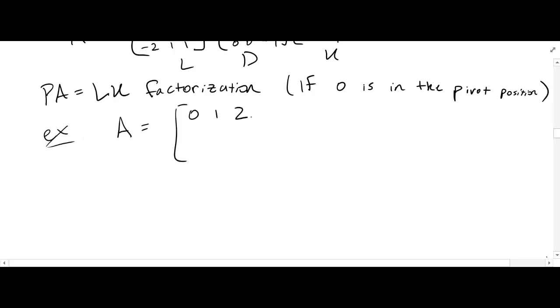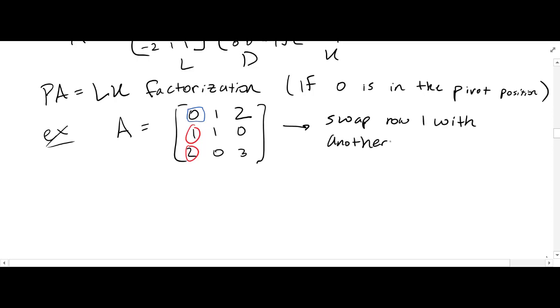So an example would be if A is this matrix. The way I would want to start is by reducing this 1 to a 0 and this 2 to a 0, but I would need to use the first entry in order to do that, but it's a 0. So you can't do that, which means you have to swap the first 2 rows or the first and the third row. Swap row 1 with another row.